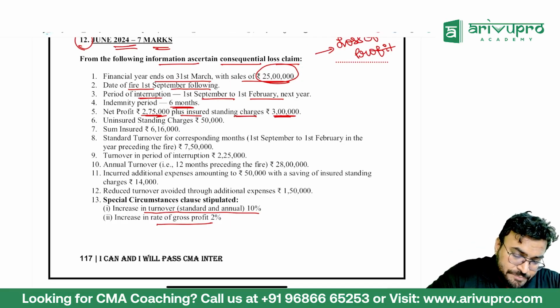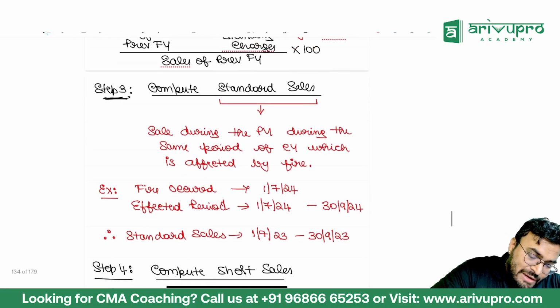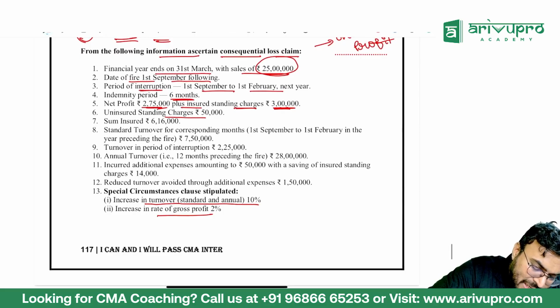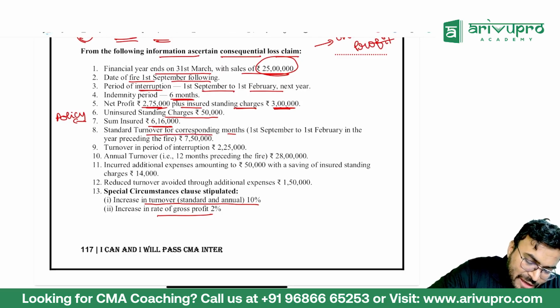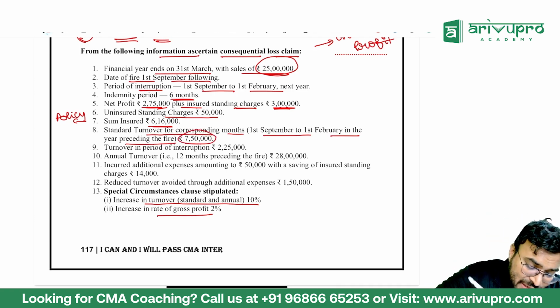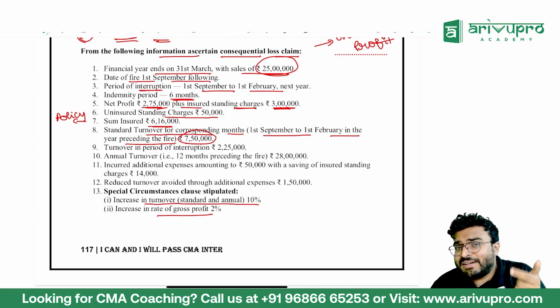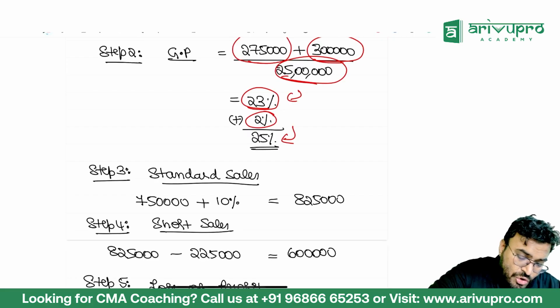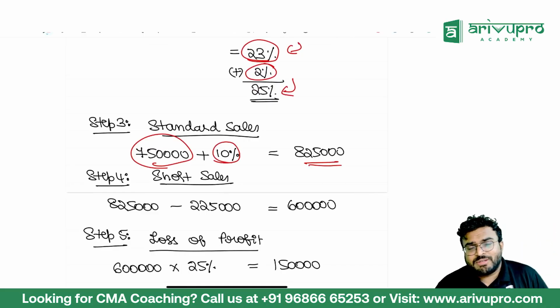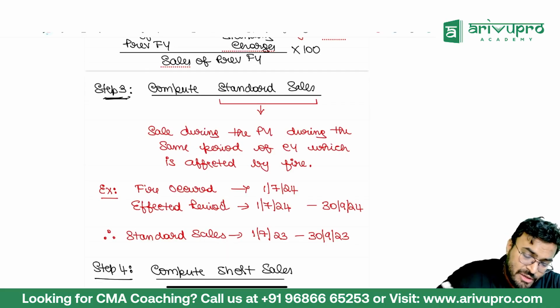Now, step 3. What is your step 3? Compute standard sales. That means last year, same time. Uninsured standing charges is given. Sum insured is given, the policy amount. Standard turnover for corresponding months, 1st September to 1st March in the year preceding the fire. Last year, they have given last year same time. That is 7,50,000. But remember, if there is a trend, we should increase the standard sales. So 7,50,000 plus 10%, standard sales will be taken as 8,25,000. Standard sale is 8,25,000.